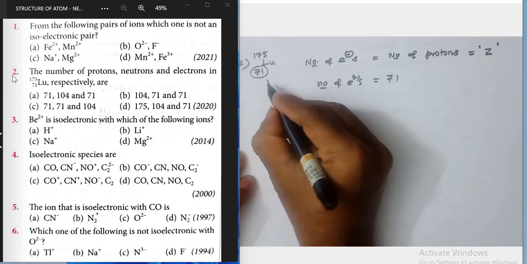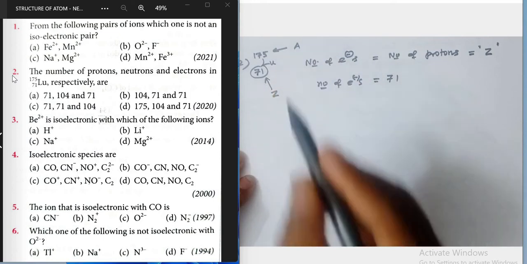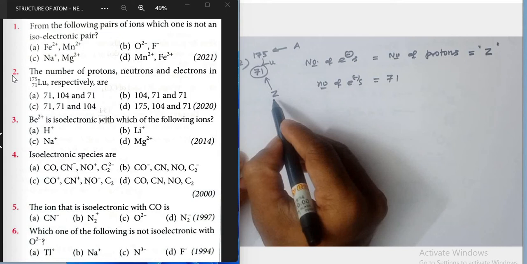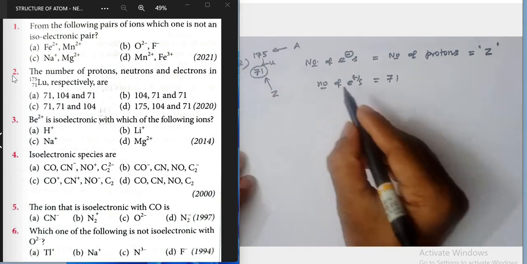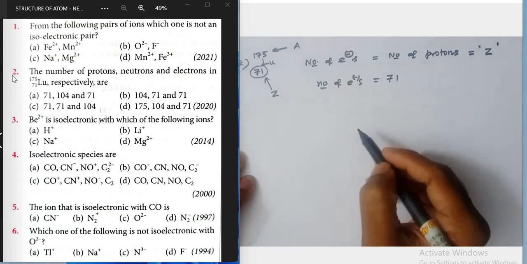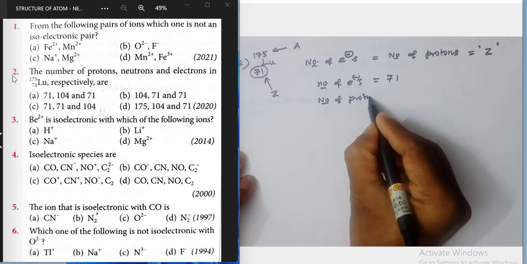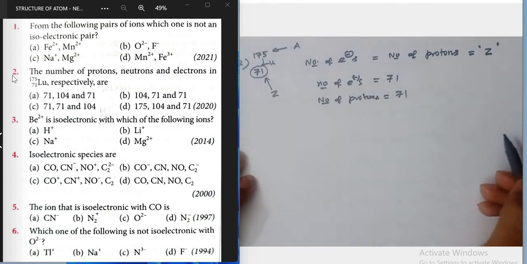This is atomic number Z and this is mass number A. We represent atomic number by the symbol Z and mass number by the symbol A. So number of electrons is 71 because atomic number is 71. Number of protons is also equal to 71 because it's a neutral atom.